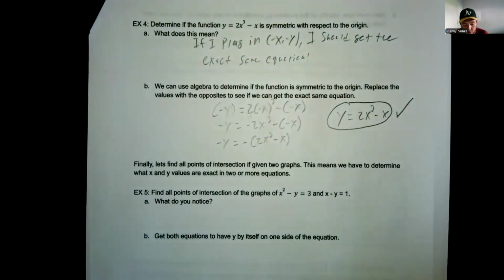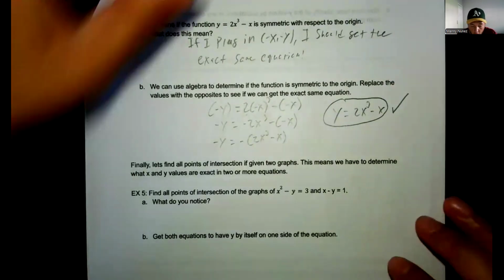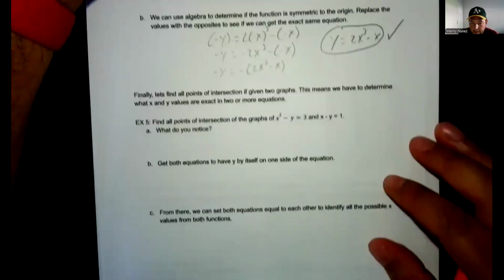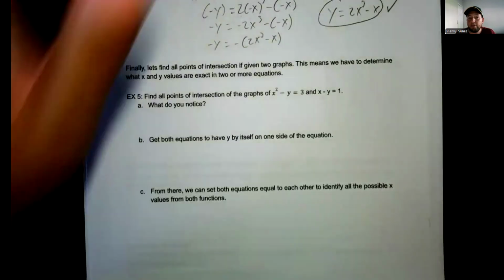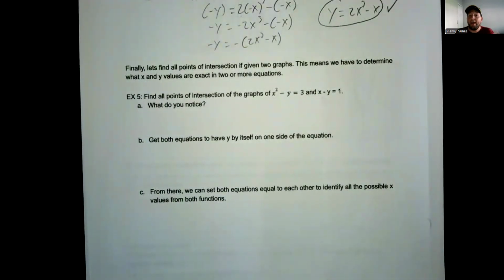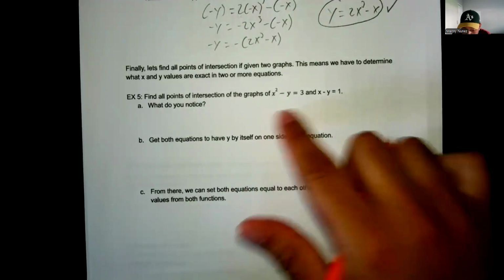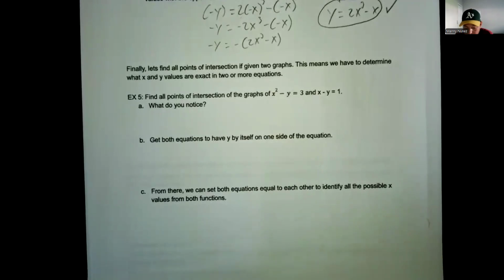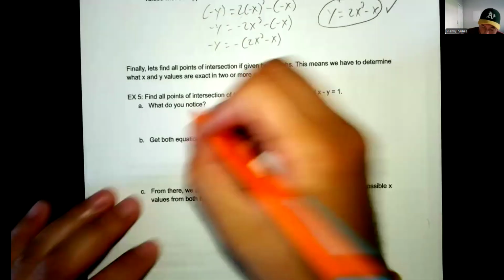All right, the last one here. Finally, let's find all the points of intersection if given two graphs. This means we have to determine what the x and y values are exactly in either two or more equations. So for this example here, I want to find all the points of intersection of these two functions, or rather these two graphs. Well, what do you notice, right? They both contain a y.